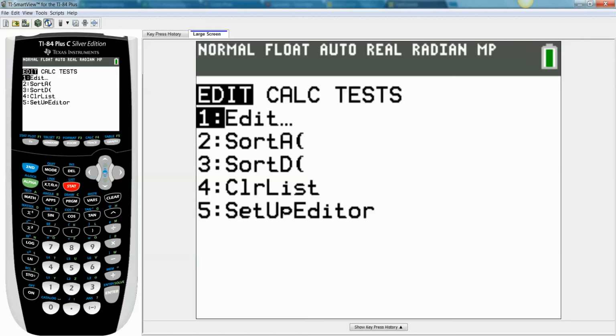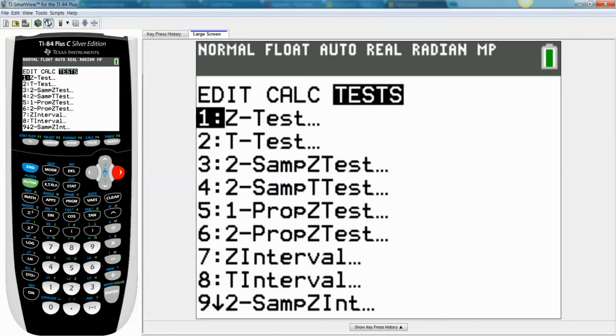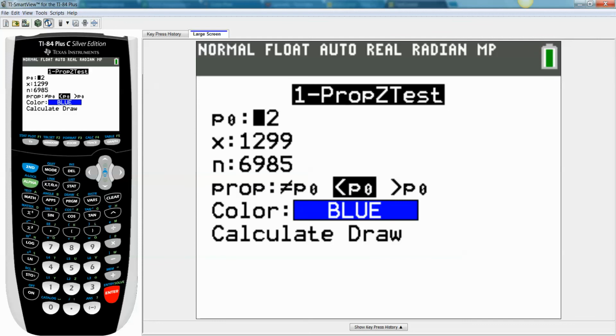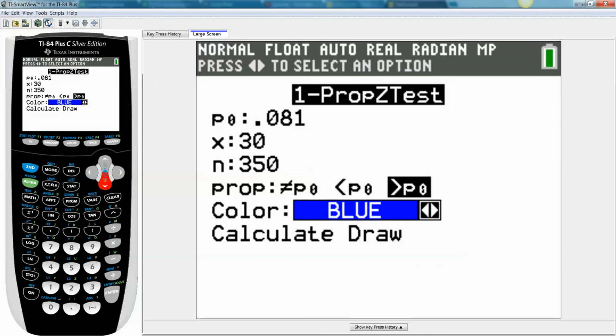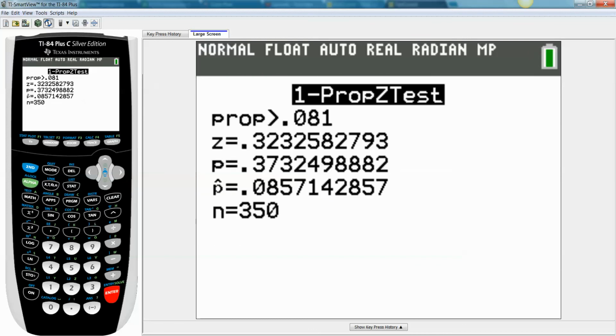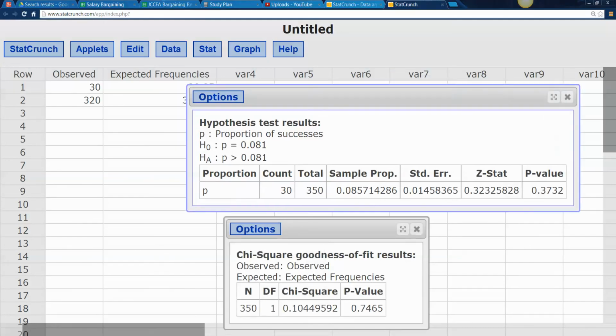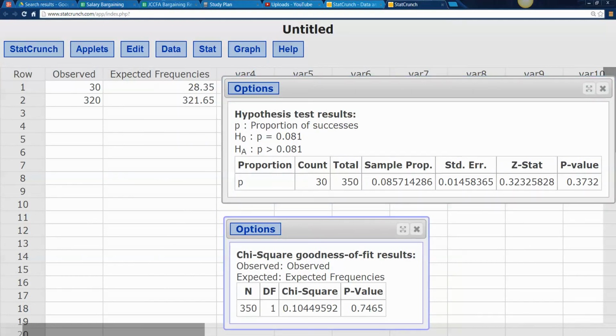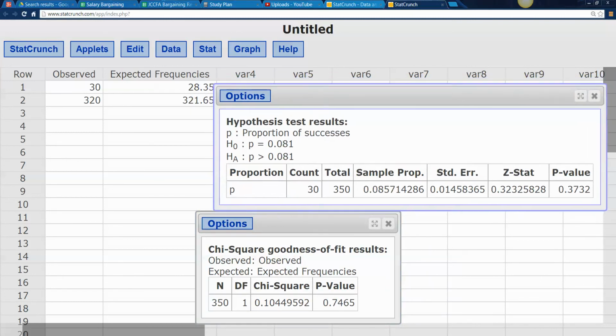And if you have a degrees of freedom of 1, you can actually use your one prop z-test instead. But only if n times p times 1 minus p is greater than 10. So 0.081, you had 30, 350. You want a greater than, so use your arrow keys over here and press enter to get the greater than highlighted. And go down to calculate. And there's the p-value, 0.373. So you're running 2 tests off the same data. One is a chi-square test and one is a proportion test from chapter 10. So one uses the chi-square distribution and one uses the standard normal distribution.